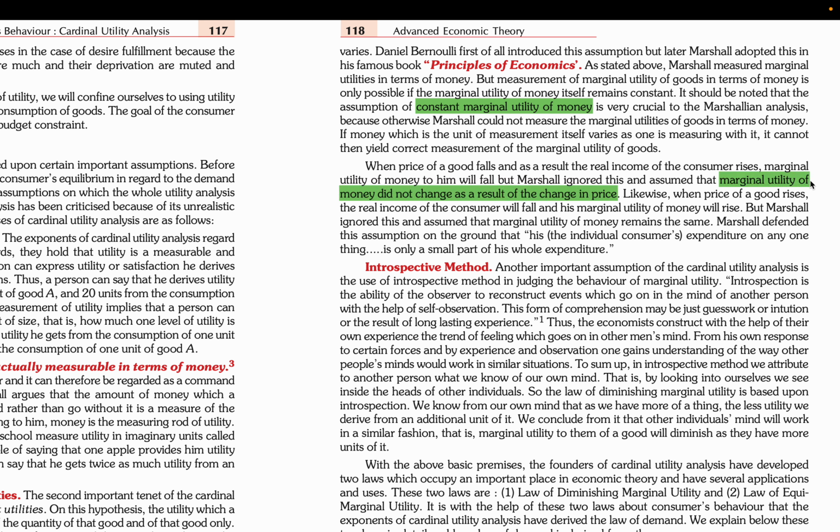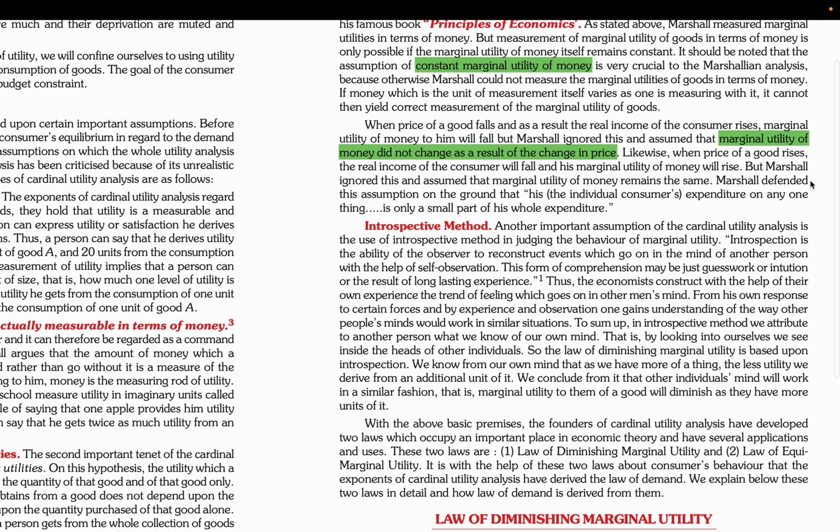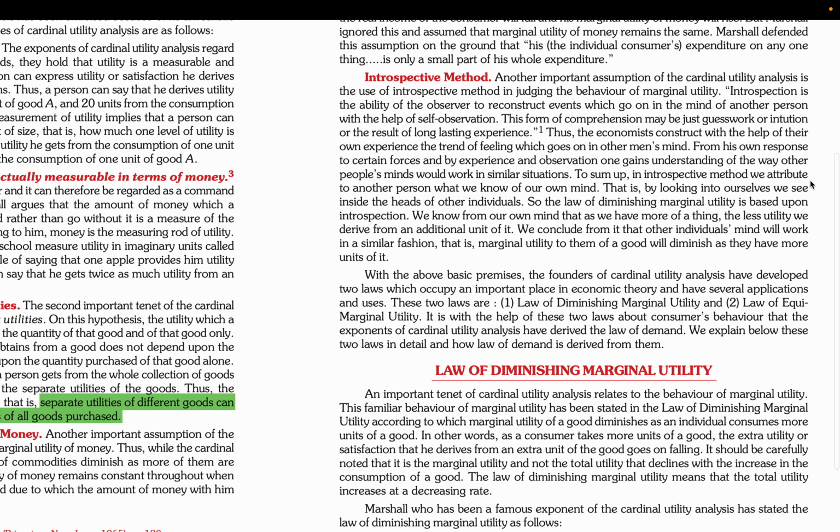Likewise, if the price of a good rises, the real income of the consumer will fall and the marginal utility of money will rise. The value or the utility that you can derive from the money is basically increasing. But Marshall ignored this in the assumption and assumed that the marginal utility of money is constant. Marshall defended this assumption on the grounds that the individual consumer's expenditure on any one thing is only a part of his whole expenditure. Whatever money you're spending is only one part of the whole expenditure.